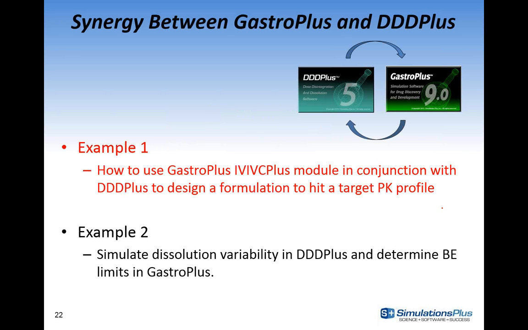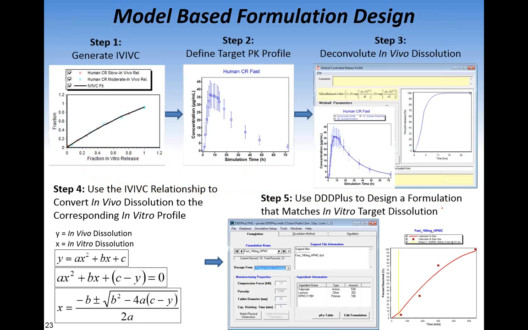So this is really the synergy we're talking about within GastroPlus. In the first part of the example, I'm just going to be going through the IVIVC and showing how to perform the IVIVC and then design the formulation. Once I've defined the formulation, then we'll go in and simulate the dissolution variability around that formulation and determine what the BE limits would be in GastroPlus. For right now, we'll go through the IVIVC and the dosage form design.